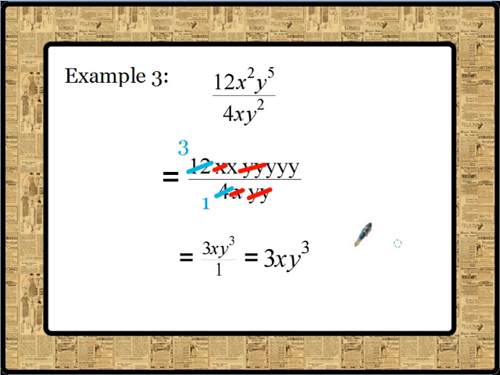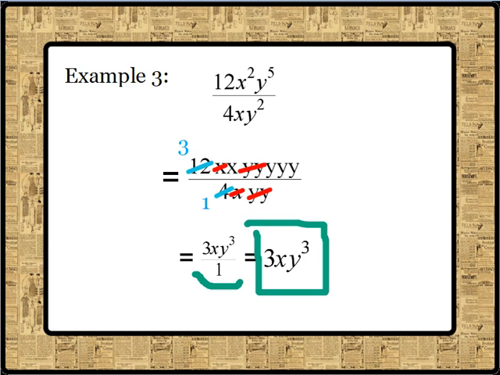So then I look at what I have left over. In the numerator, I have a 3, an x, and 3 y's. So I get 3x y to the 3rd. In the denominator, basically nothing is left except for that 1. Anything over 1 is just itself. I don't ever want to leave my answer as being over 1. So here I have my final polynomial, kind of, right?